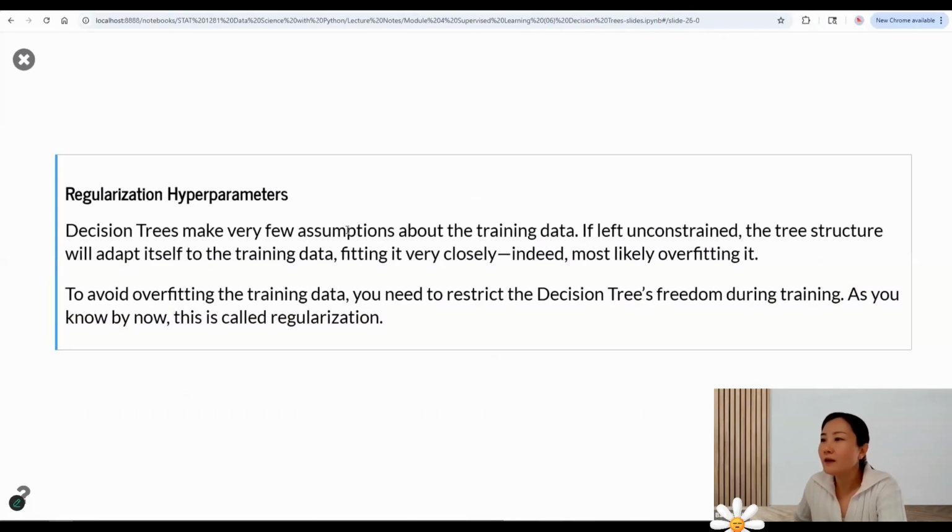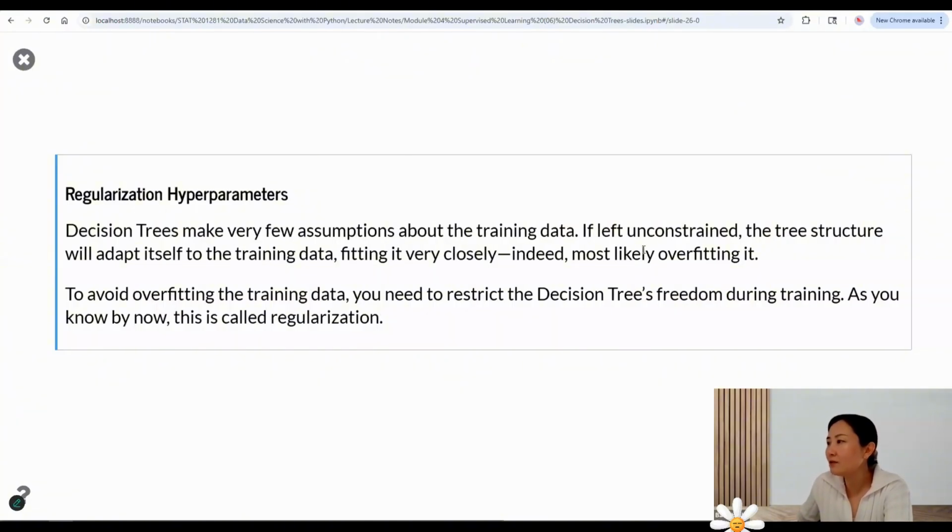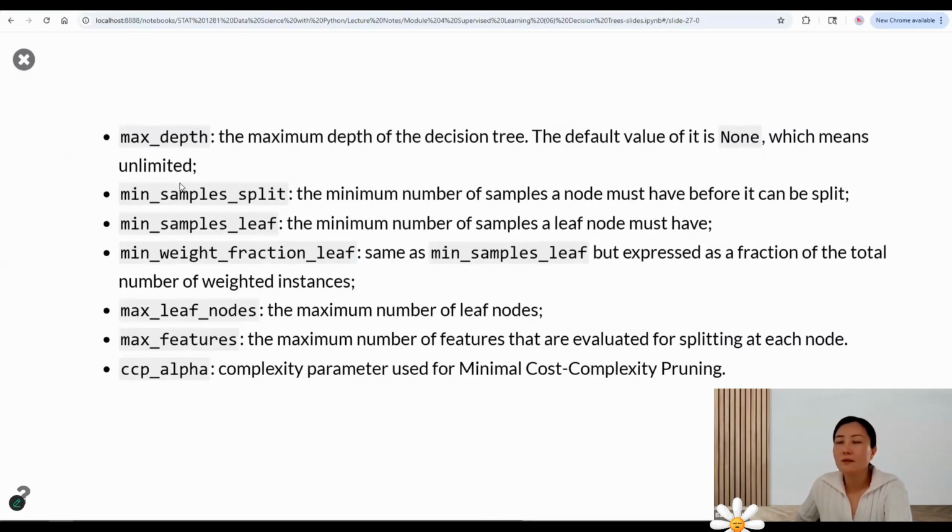And the decision tree makes very few assumptions about the training set. So if it is left unconstrained, the tree structure will adapt itself to the training data, fitting it very closely, indeed, most likely to overfit it. So that's why we always need to regularize a decision tree. Right? Otherwise, it will grow forever. To avoid overfitting the training data, we need to restrict the decision tree's freedom during training. So we need to do regularization.